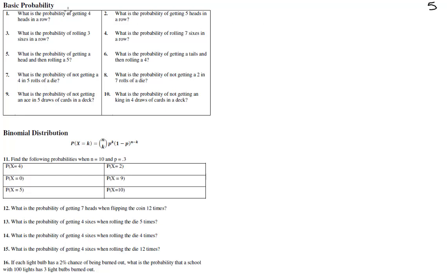Hello and welcome to probabilities. Here we're going to do some basic probabilities and then we're going to do these binomial distribution things.